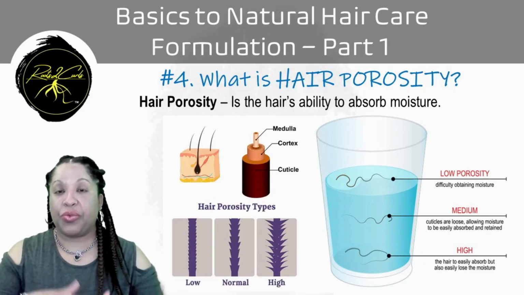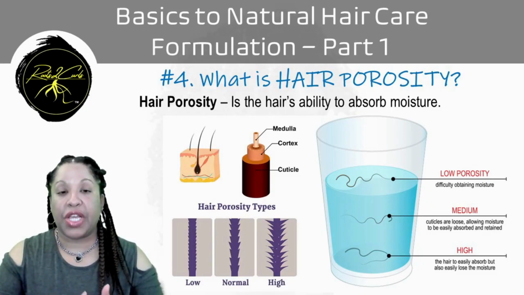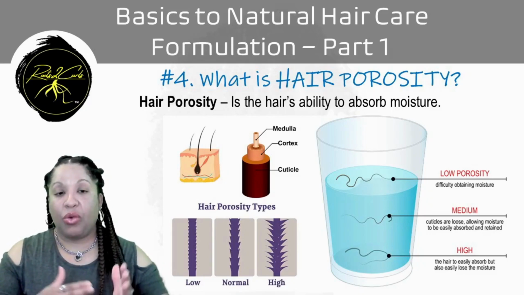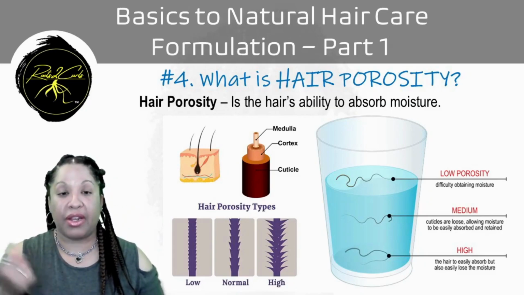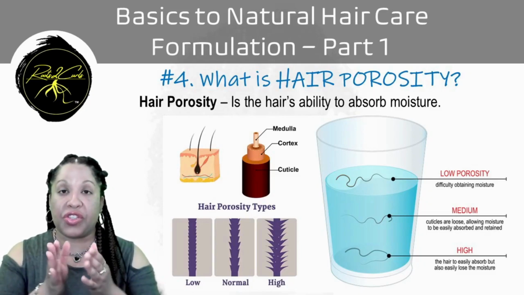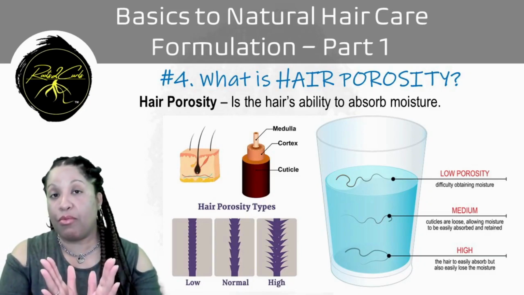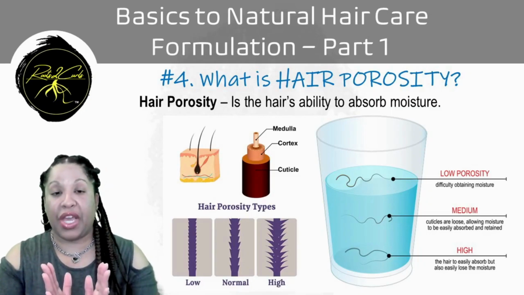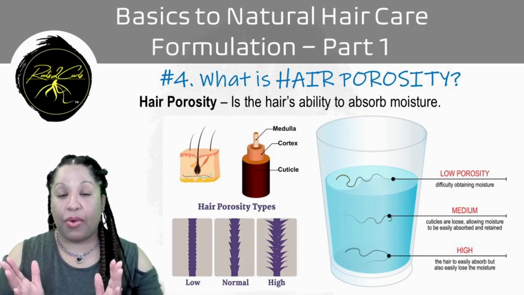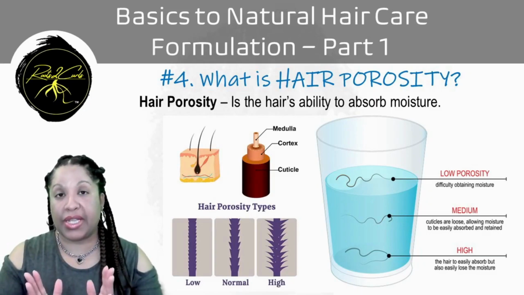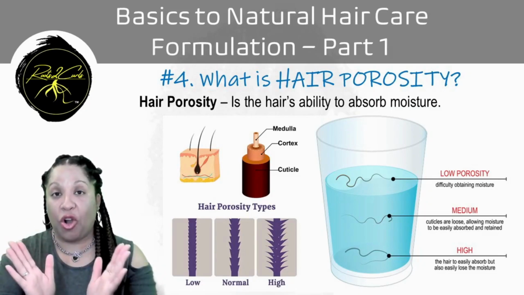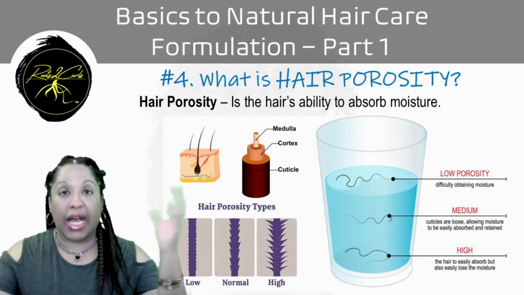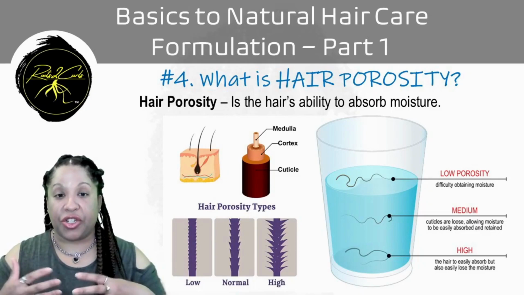So below that, we see a chart that shows low porosity, where the cuticles are completely closed. It looks like a nice smooth strand. The middle picture shows normal, where the cuticles are slightly open, so it's allowing some moisture and water to enter into the hair strand. And the last strand shows high porosity, meaning the cuticles are wide open and it's allowing lots of moisture and water to enter.